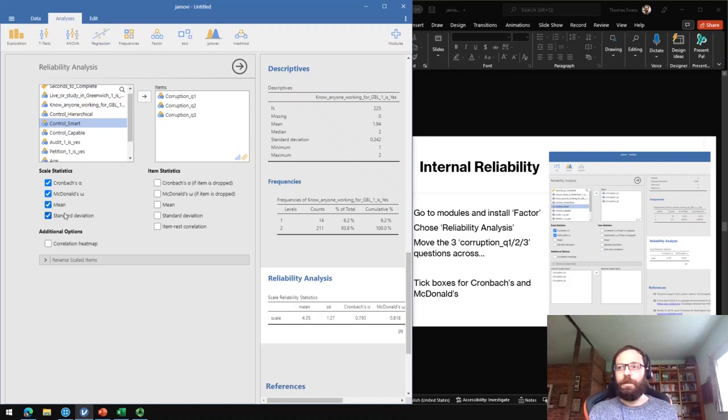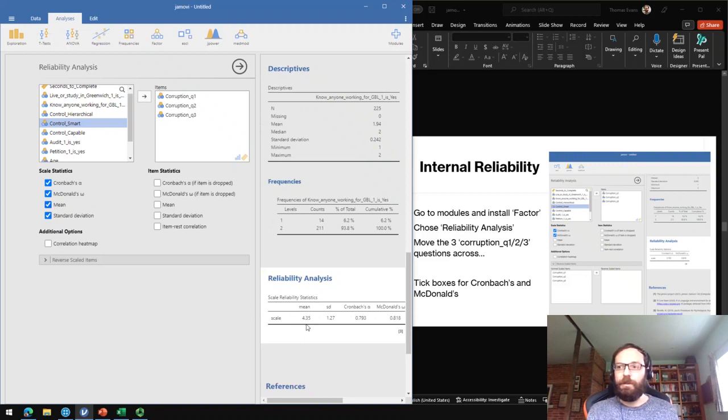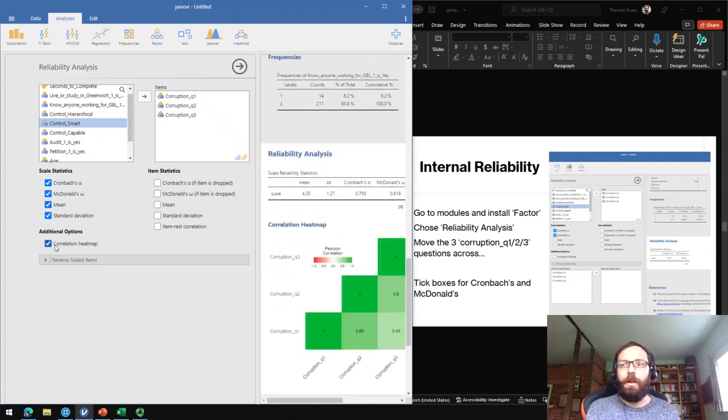And obviously, if you want information around the mean and standard deviation of our perceived corruption, you can click those boxes, and you'll be able to see that the corruption items have a mean score of 4.35, which is on a scale of 1 to 7, modest, and a standard deviation of 1.27. So it shows there is some variability. And some of my favourite things to do here is to look at the additional options and ask for a correlation heat map. And this will tell you how strongly each item is correlated to each item.